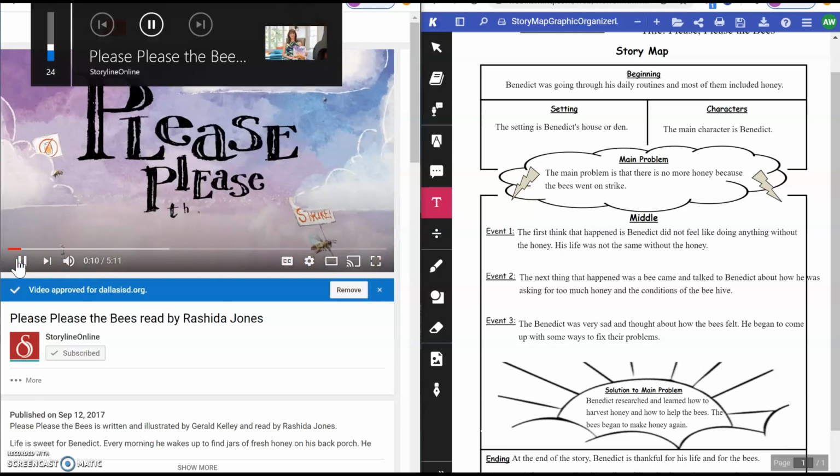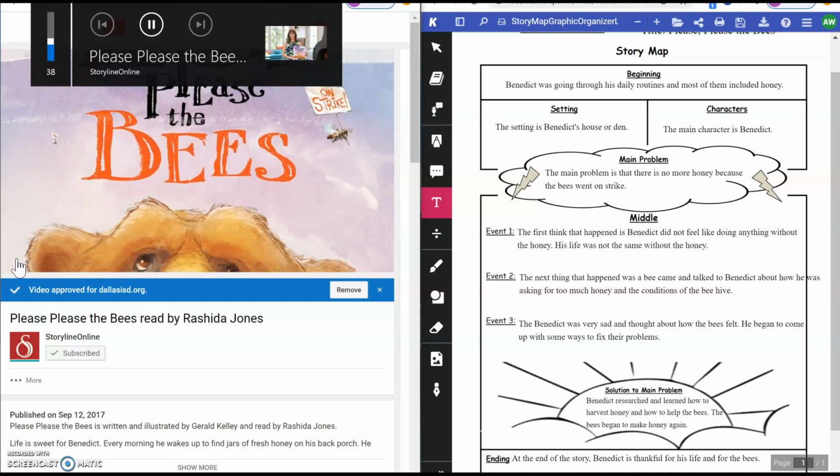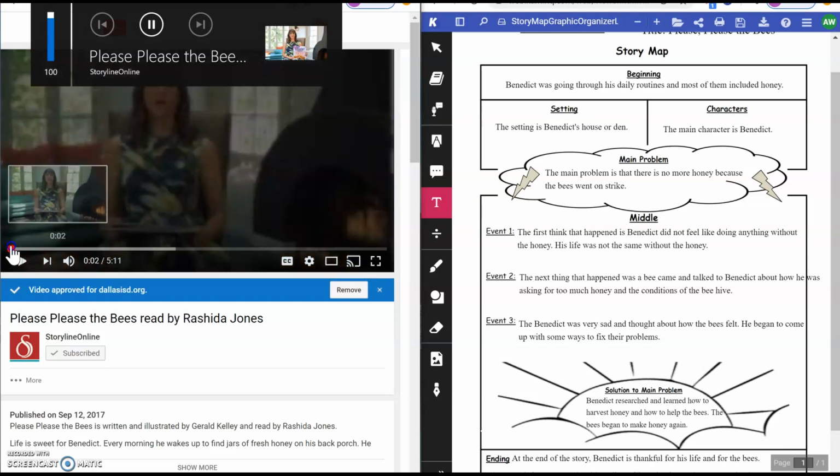To read Please Please the Bees, and illustrated by Gerald Kelly. Oh, sorry, I'm going to start that over.